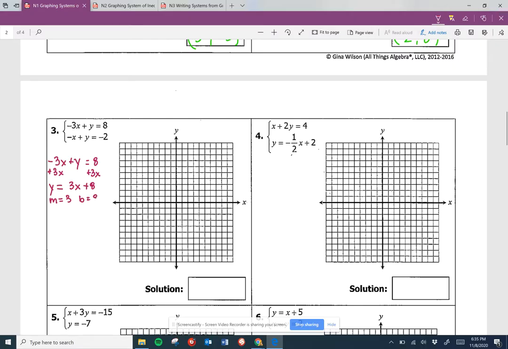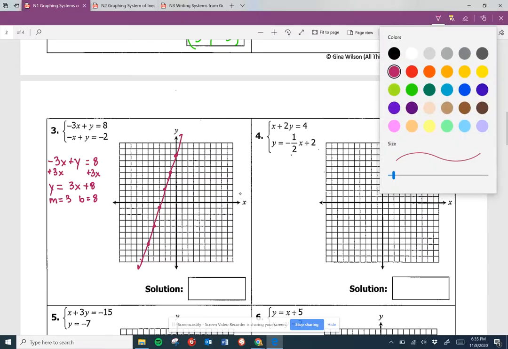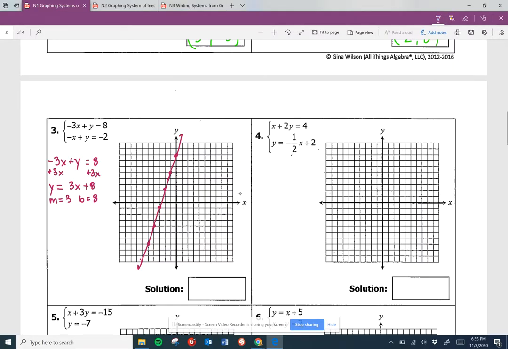Our second graph, we again have to solve for y. We have -x plus y equals -2. So we need to add x to both sides. We end up with y equals x minus 2. That gives me a slope of 1 and a b of -2. So I'll start that graph here at -2.